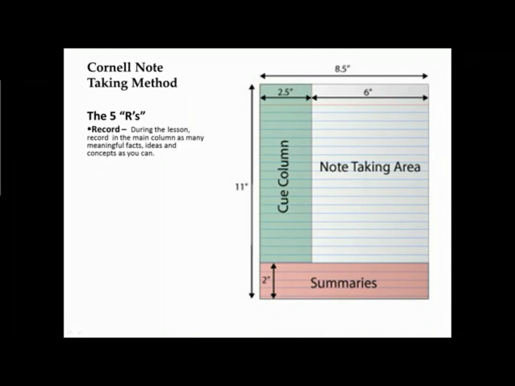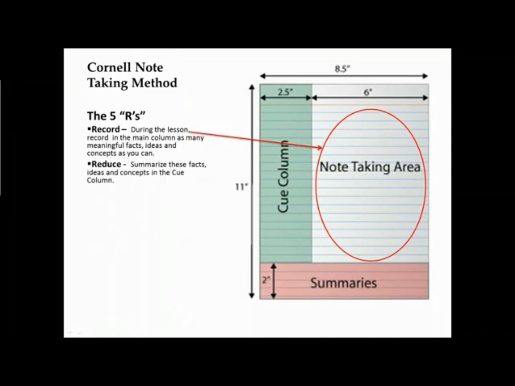First, you record in this section. During the lesson, record in the main column as many meaningful facts, ideas, and concepts as you can. Next, you reduce or summarize in the skinny section. Summarize facts, ideas, and concepts in the Q column.